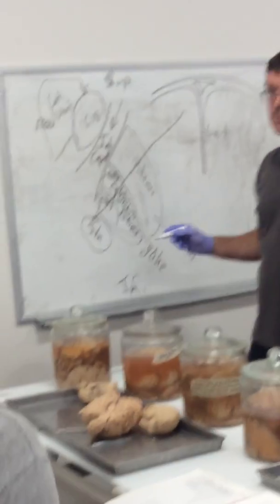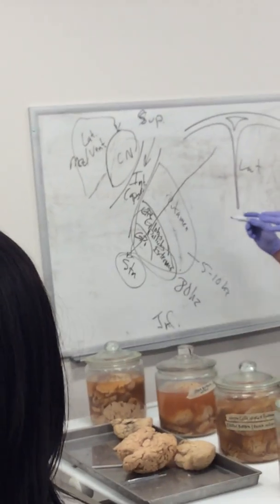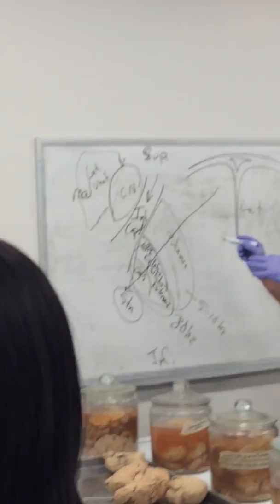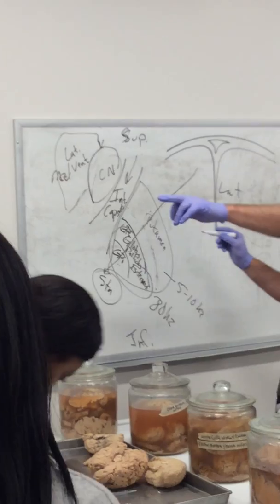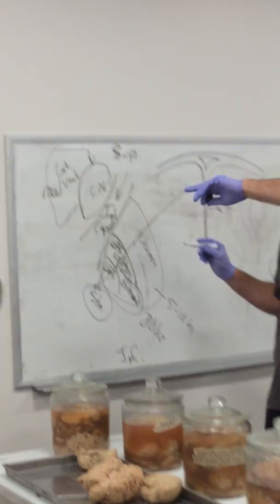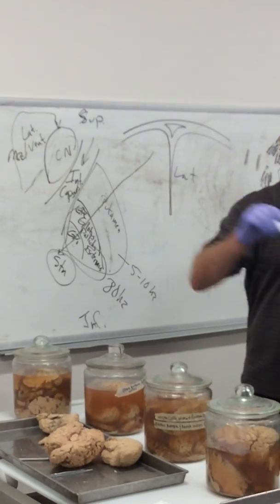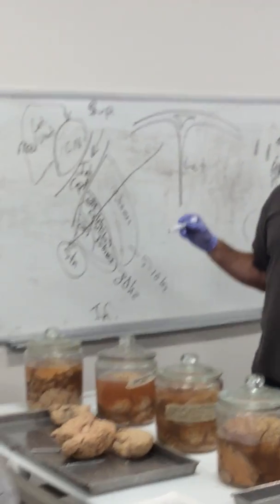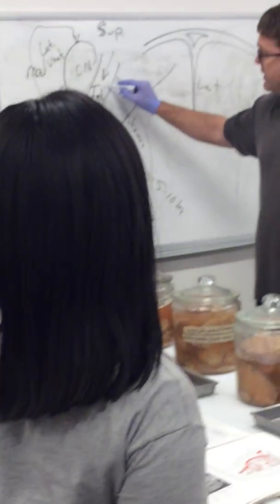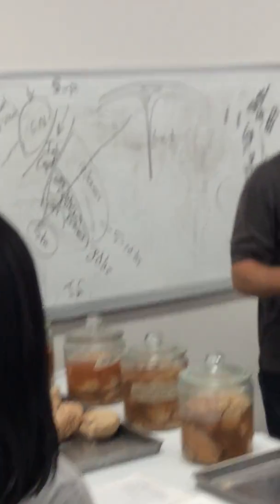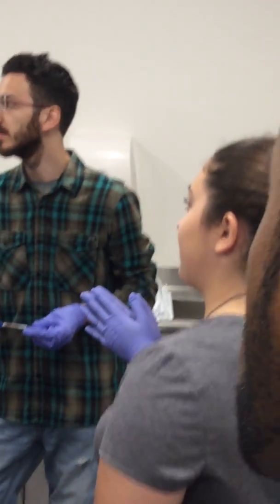The internal capsule carries fibers that start out in the precentral gyrus, in primary motor cortex. And we're going to watch how they travel to get out of the brain. In this internal capsule here, if you were in development, if you were the caudate and you were the putamen, you were developing together, right?